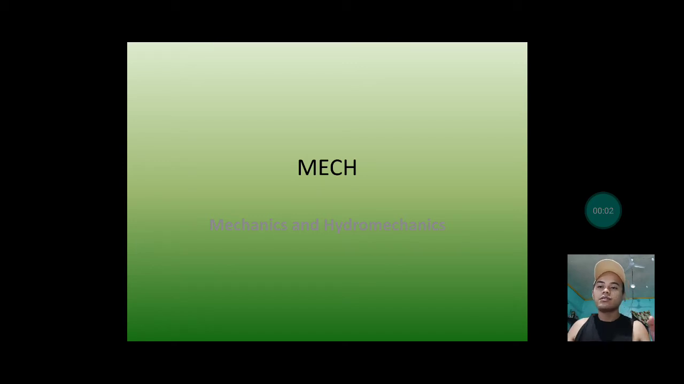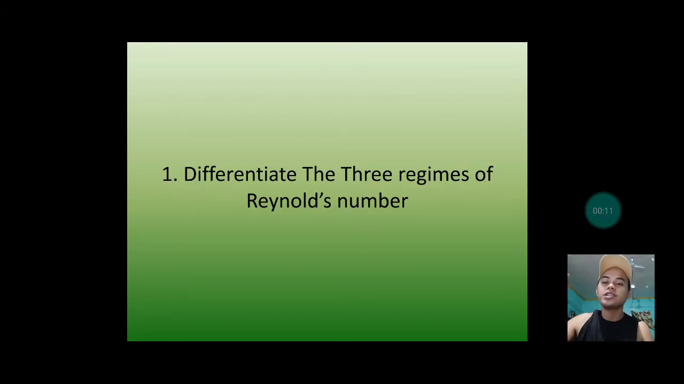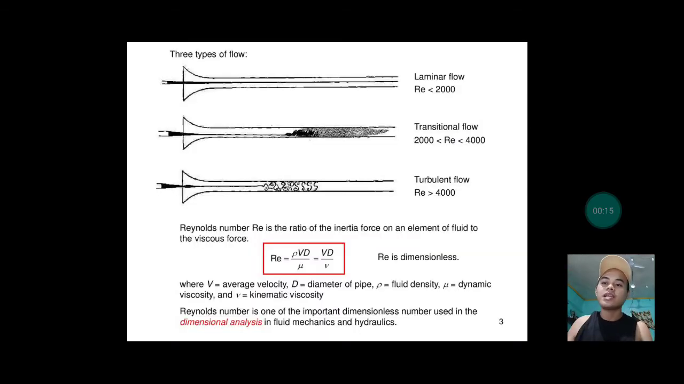Okay, good day. So our next video about mechanics and hydromechanics will be topic 11, Reynolds number. So what is Reynolds number? So differentiate the three regimes of Reynolds number first. So there are three types of flow. These are the laminar flow, the transition flow, and the turbulent flow.